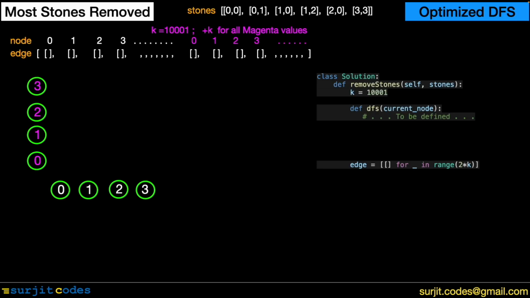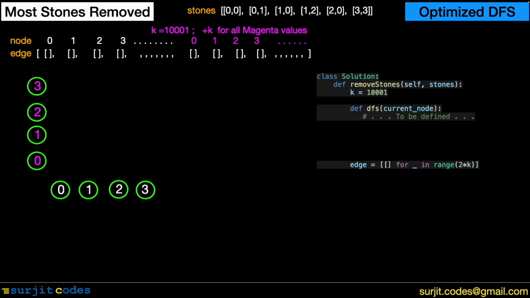processing linear. Both x and y coordinates can have 10,001 integral values between 0 and 10,000. So we define k as 10,001. The graph this time has two k nodes. First k node numbers are for the x coordinate values and the next k nodes for the y coordinates. Each node has an edge list.